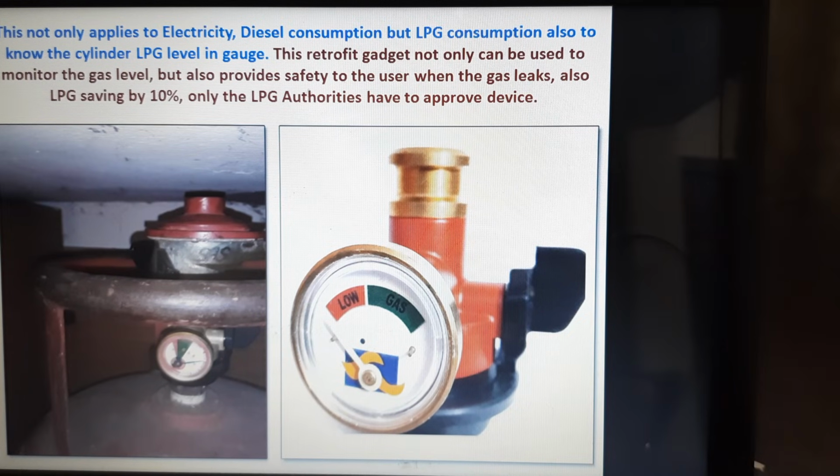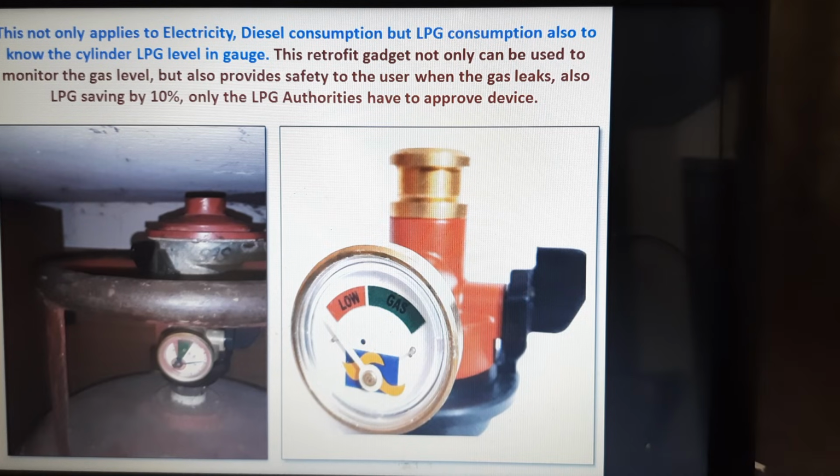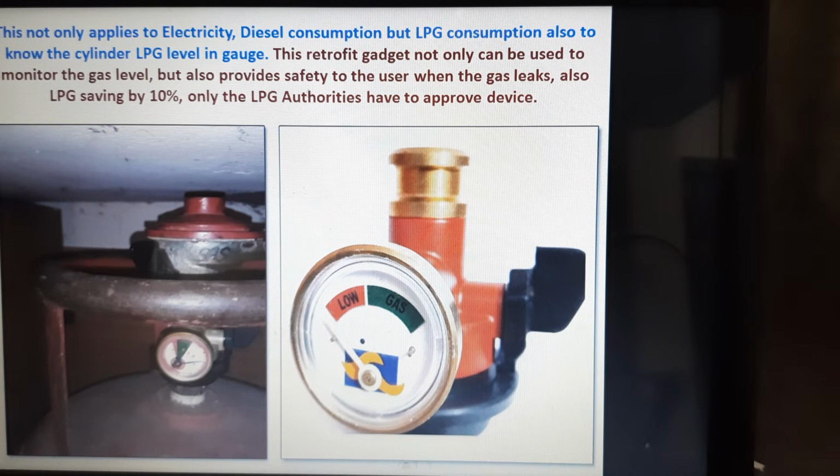This device is also very safe. It trips and cuts the gas out when there is a leakage of LPG from the cylinder to the stove or at the burner end. If there is any leakage, it automatically trips and safeguards the premises and the kitchen in usage. Also, it gives savings of around 10%.